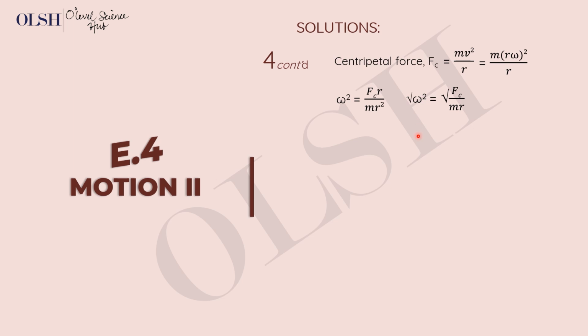If we bring in the values we've been given, we weren't given Fc, so we can find Fc by mass times the centripetal acceleration, which is 0.5 kg times 9 meters per second squared. That would give us 4.5. Bringing that into this equation, we have 4.5 divided by 0.5 times 0.25. If we simplify all that, we have 6 radians per second as our angular velocity.